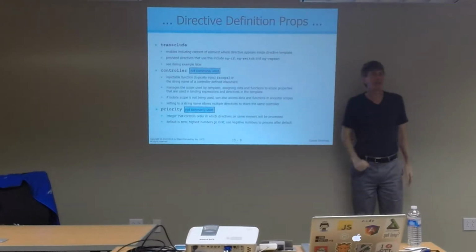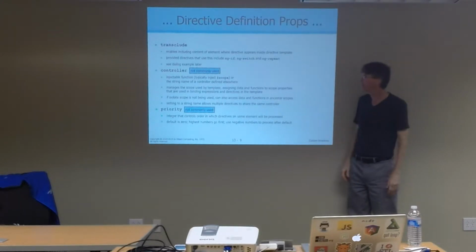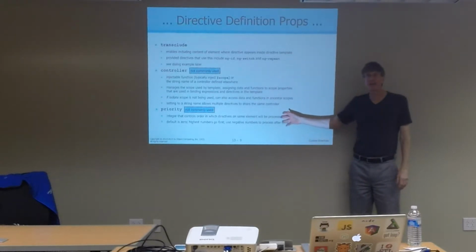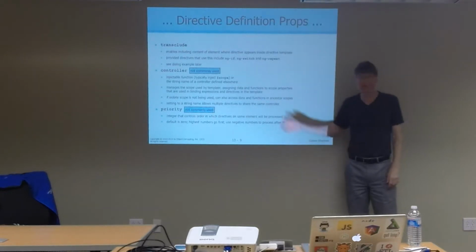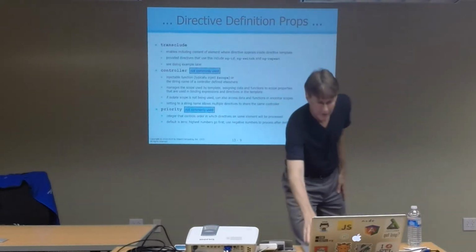That's the end of what I consider the most commonly used properties for defining a directive. Bill will talk about controller next time. Priority seems to rarely come up, but we've talked about how an element can have more than one directive on it, and maybe you care about the order in which they get evaluated. You can control that with the priority of a directive.